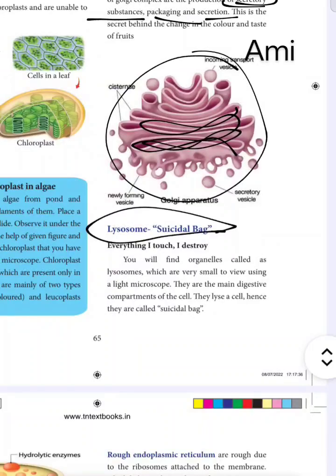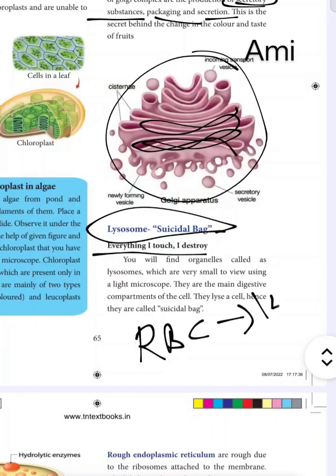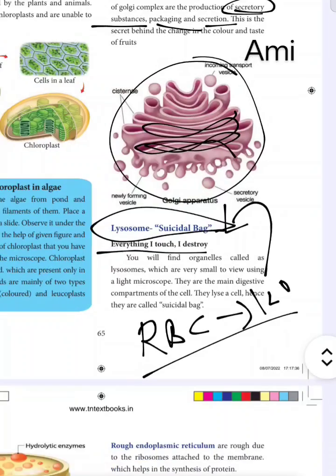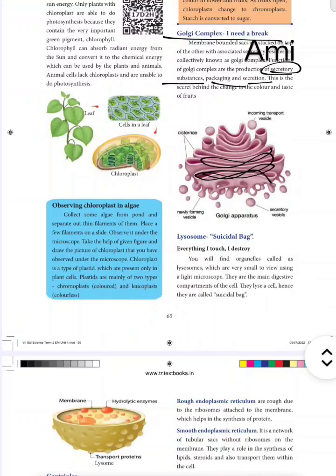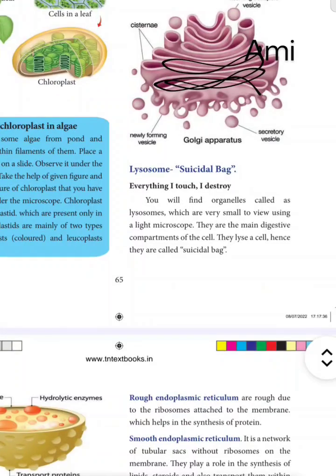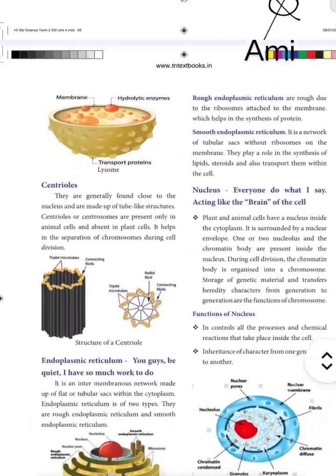Next is lysosome, which is the suicidal bag. It's because RBCs have only 120 days of lifespan. After 120 days they automatically come to the lysosome and it destroys them, so that new RBCs can be produced in the bone marrow. So can you understand why it is known as a suicidal bag? It digests the RBCs. They are very small. They are the main digestive compartments of the cell. They lyse a cell, hence they completely destroy a cell. Hence they are known as suicidal bags.